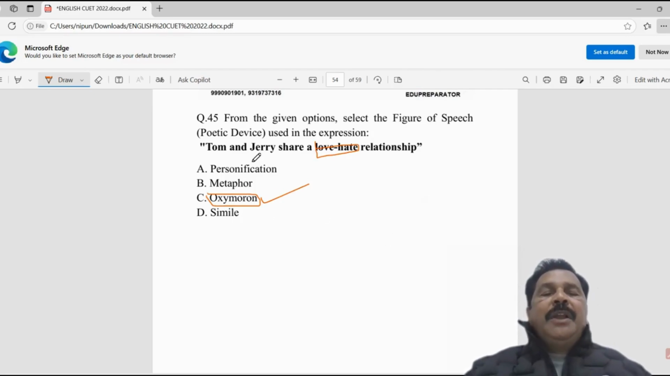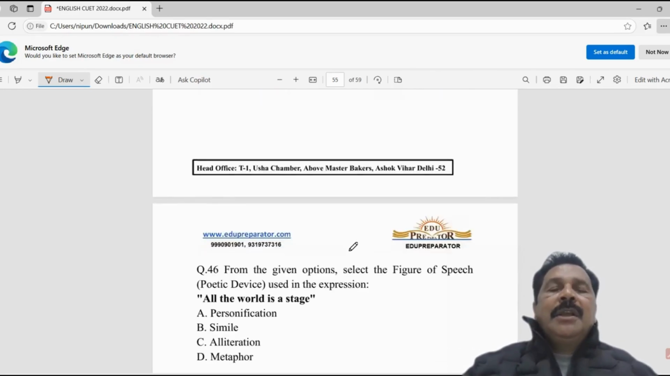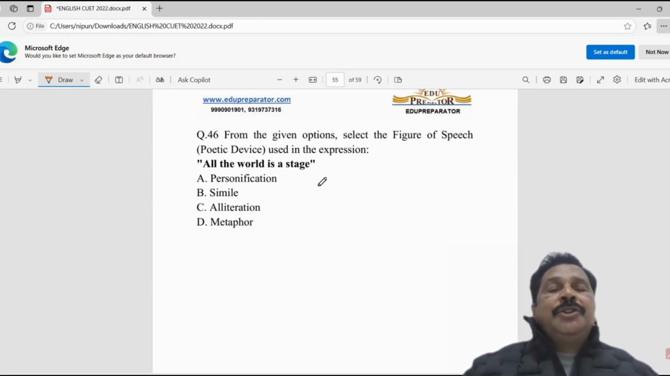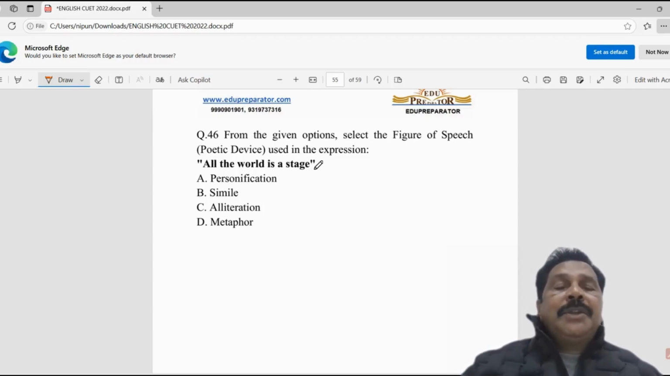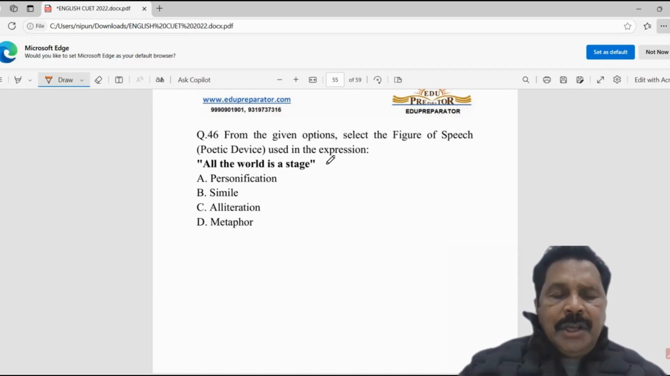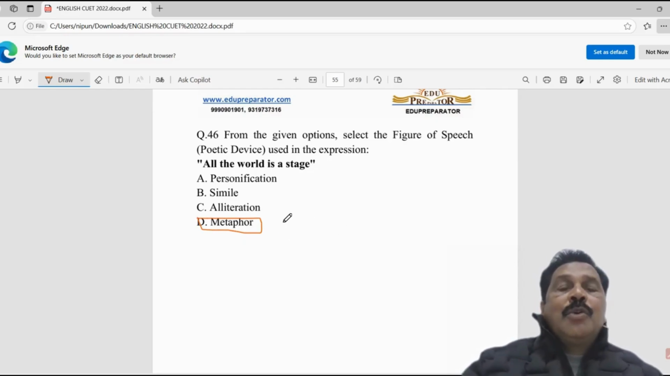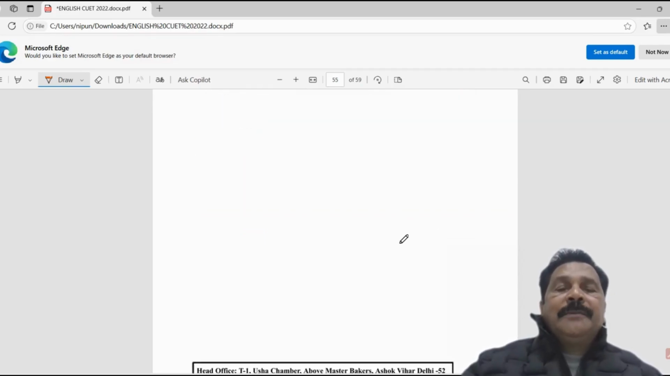Okay, personification we have learned, metaphor we have learned, and simile. Now comes one more poetic device. It is from the class 9 syllabus. Shakespeare's As You Like It: the whole world is a stage, and all men and women are mere actors. Here, the world is a stage. This is an indirect comparison. So the correct answer is metaphor. Like I told you, my mother has a heart of gold, or he is a lion in the battlefield. These are metaphors.